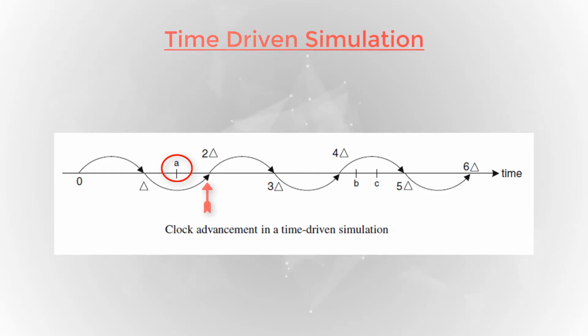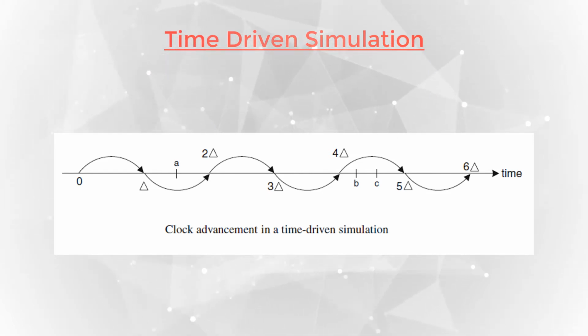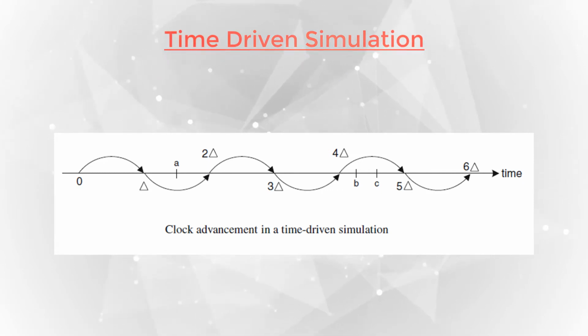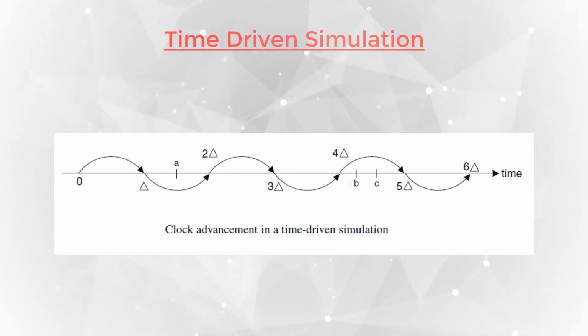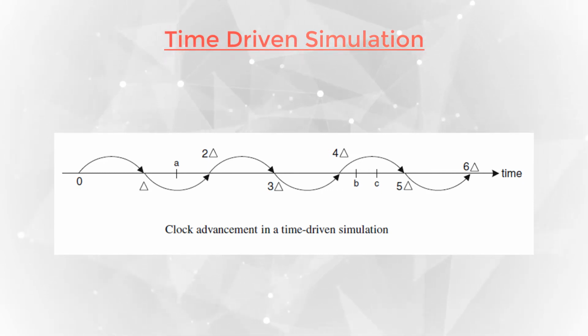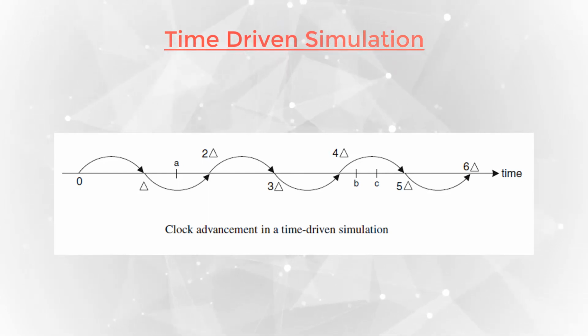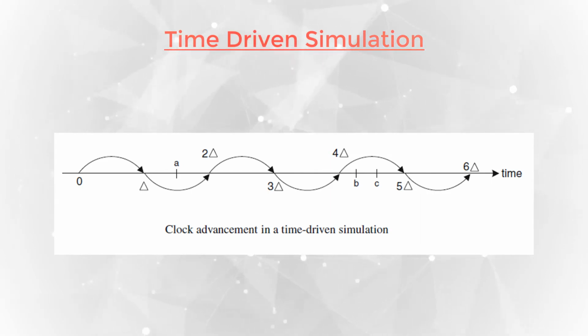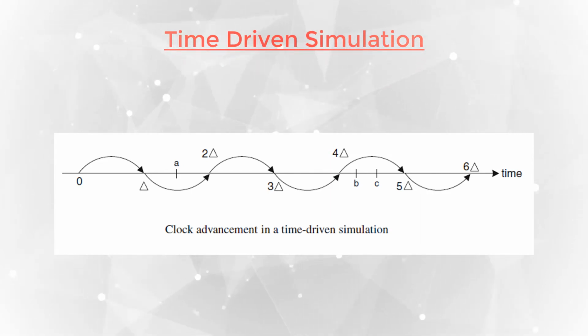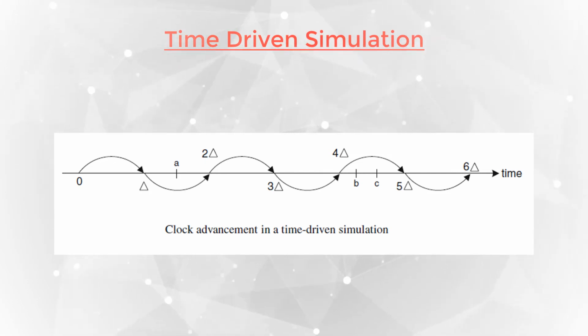Time interval delta t is an important parameter for time-driven simulation. A large interval, for example if delta t is a large number, can lead to loss of information. And a very small interval can cause unnecessary waste of computational effort.